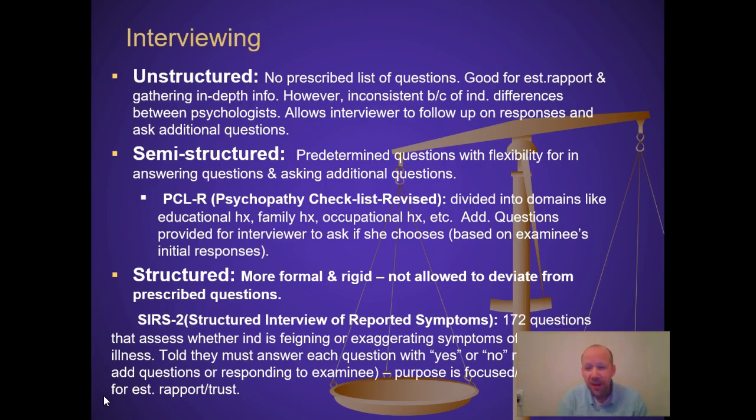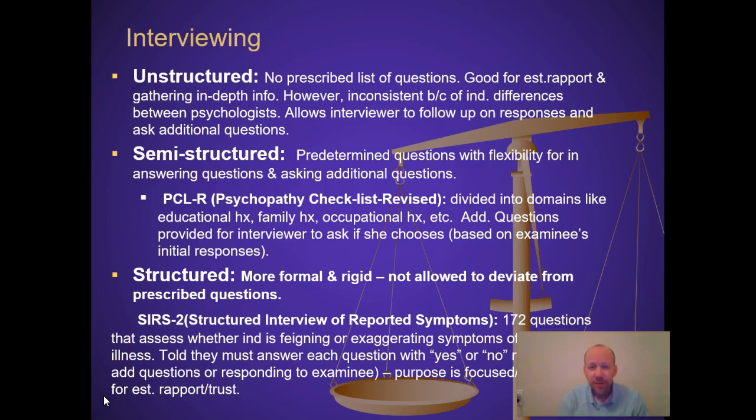So it's kind of like going for a job interview where they're not literally reading off a script, but they're gathering information as they have a conversation with you, get to know you, and establish rapport with you. Semi-structured: predetermined questions with flexibility for answering questions and asking additional questions.